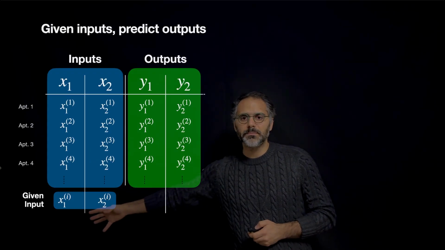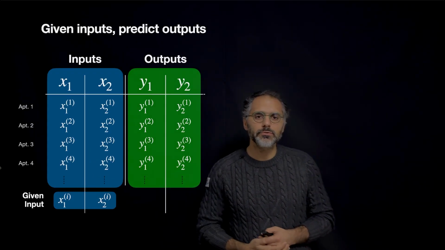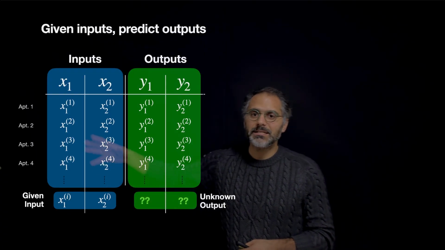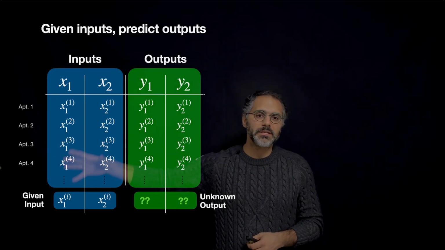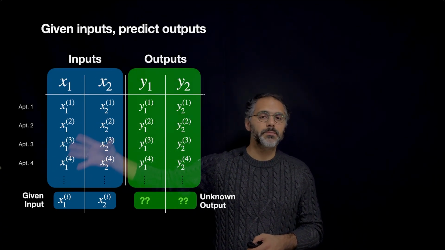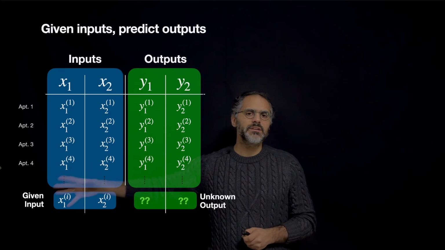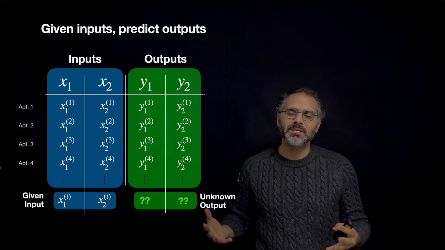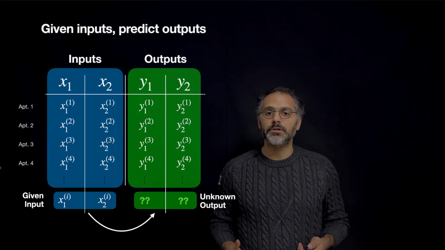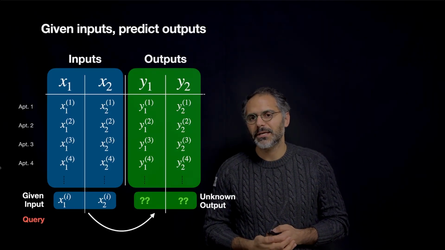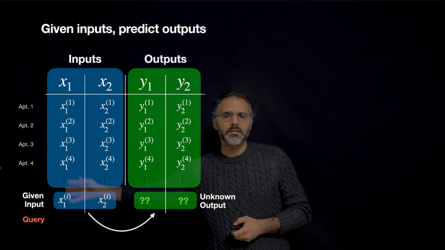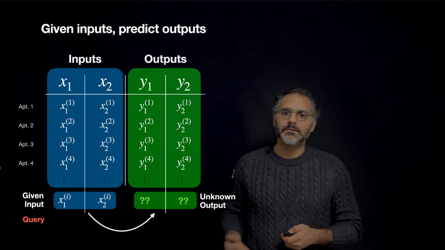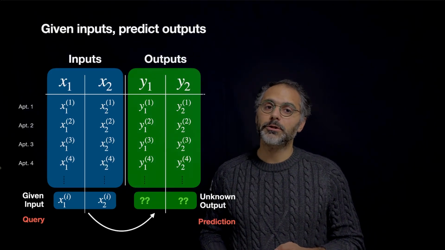So given the input, let's say I give you X1 and X2, what is the output that is unknown? So the idea is I give you a set of apartments that are known, where the inputs and outputs are known, and now given a new input, I want you to predict the output. Right? So this is the basic idea behind supervised learning, whether it's linear regression or anything else. And so often this new input that's given to you is called the query, and the thing that you want to predict is called the prediction, obviously.